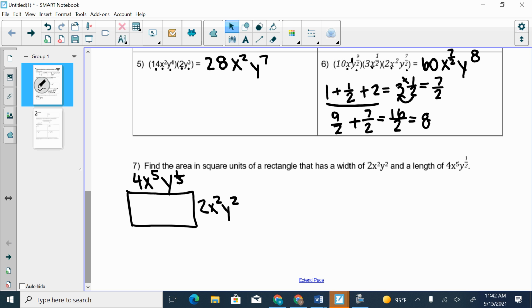Okay, so we said last week that to find perimeter, we added up all the sides, right? To find the area of a rectangle, what's the formula for that? Length times width. Very good. So area equals length times width. And do we know the length and width? Yeah. So I'm just going to take them and plug them in. So for length, I'm plugging in 4x to the 5th, y to the 1/3, times my width, which they said was 2x squared y squared.